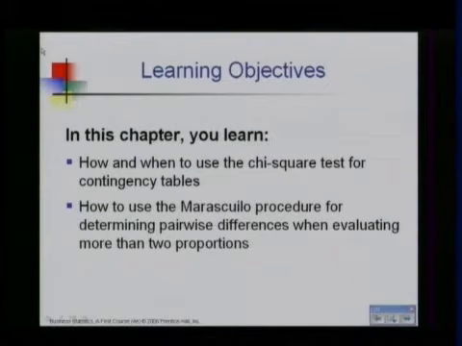The tests will come from what we call contingency tables, and those are just tables that have two directions to them, like rows and columns essentially. And then depending on what we get as results from the chi-square test, we also have to learn about the Marascuilo procedure, which will help us to determine which of the several proportions may be different.